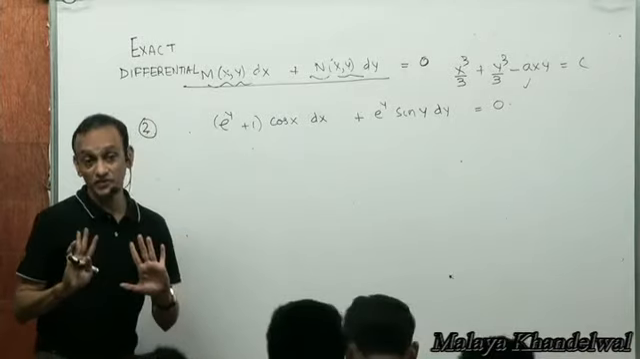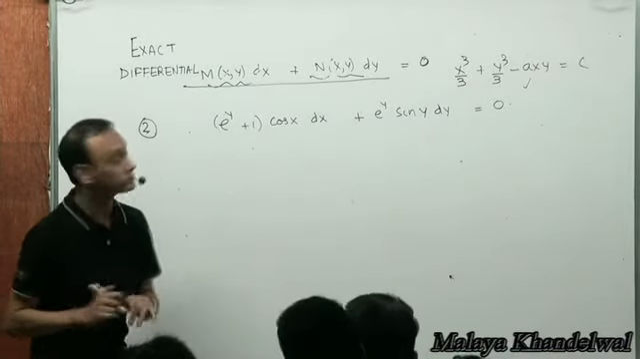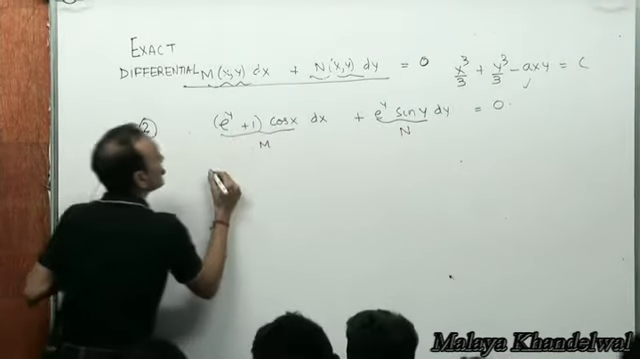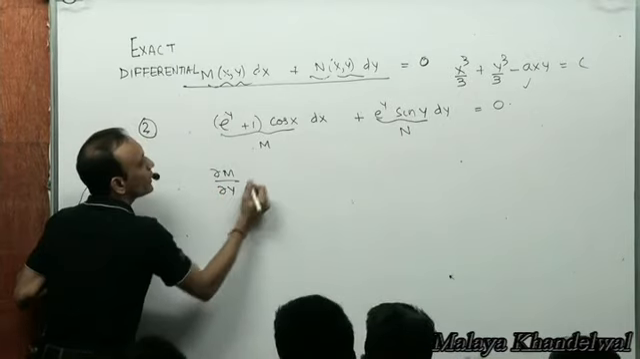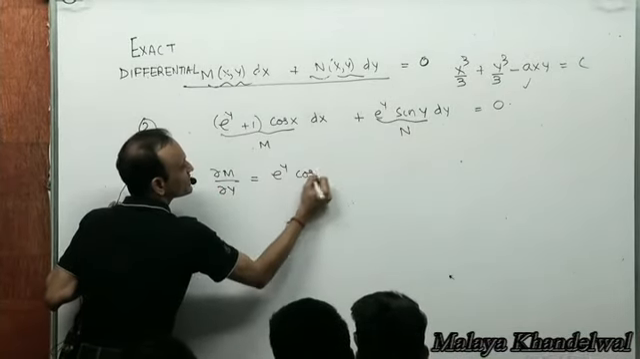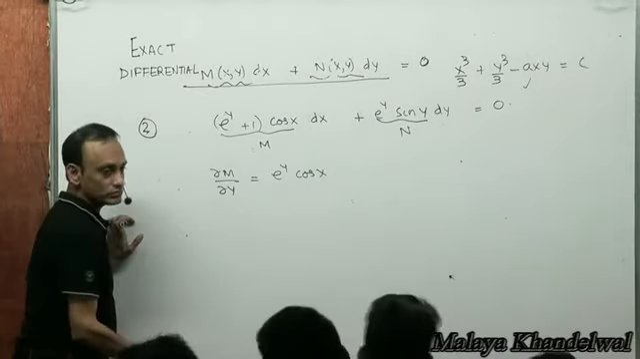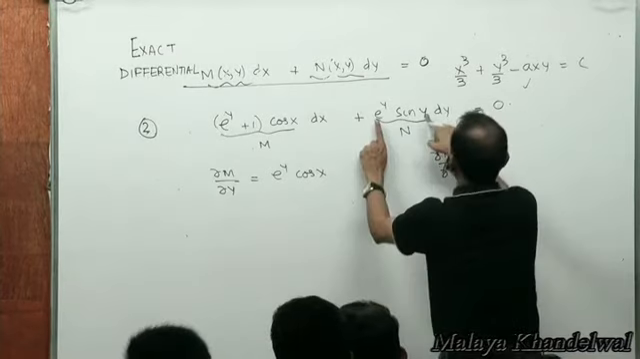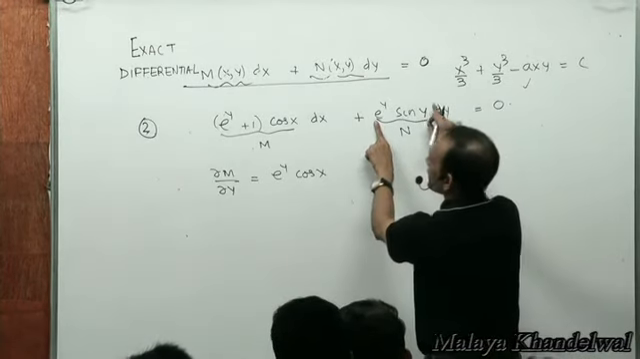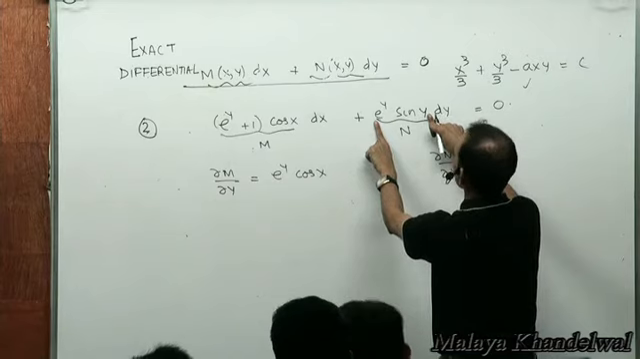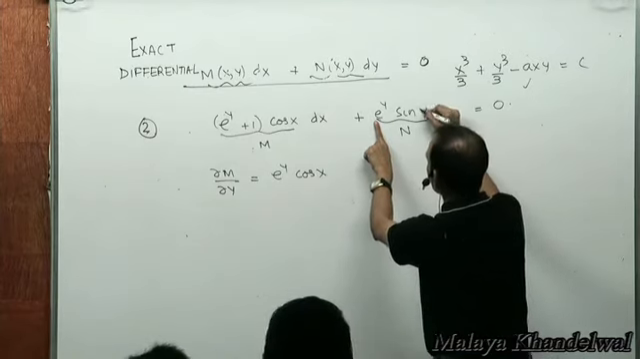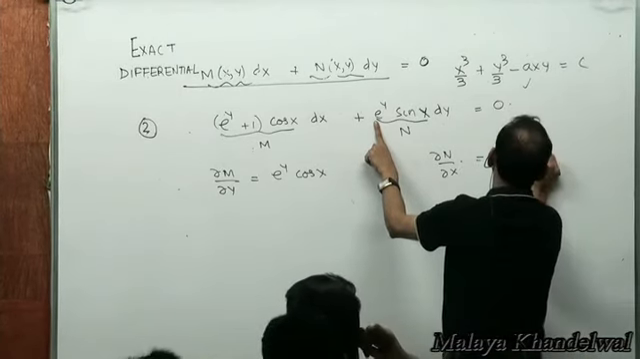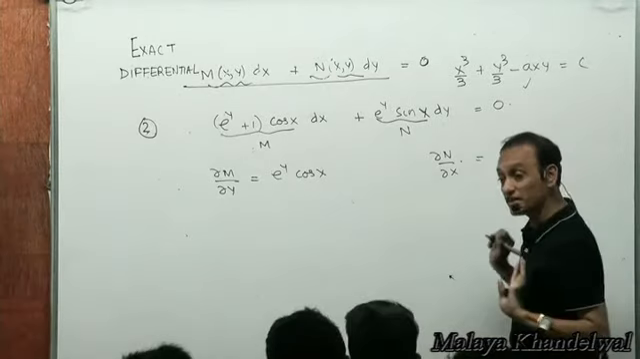Let's solve it the normal way first, but let's figure out whether it's exact or not. This is my M. This is my N. So I'll say dou M dou y. Dou M dou y is what? e power y cos x. Yes or no? And what is dou N dou x? dou by dou x of e power y sin x. It is going to be e power y cos x. Yes or no? It's a perfect differential.